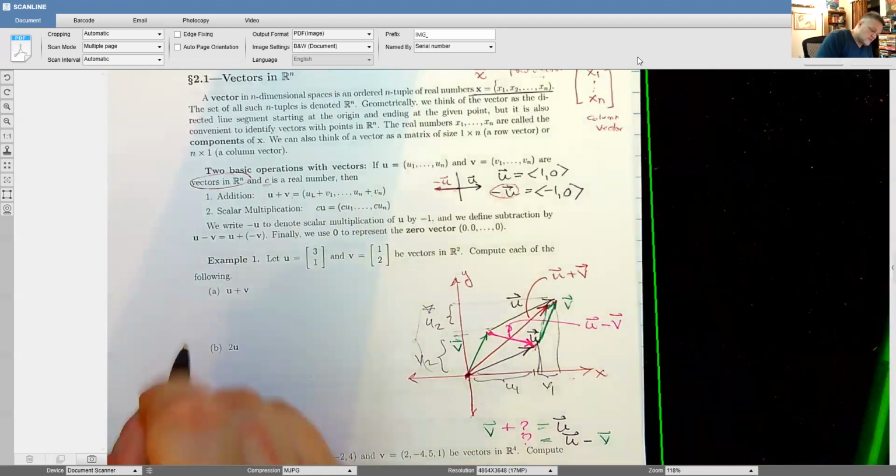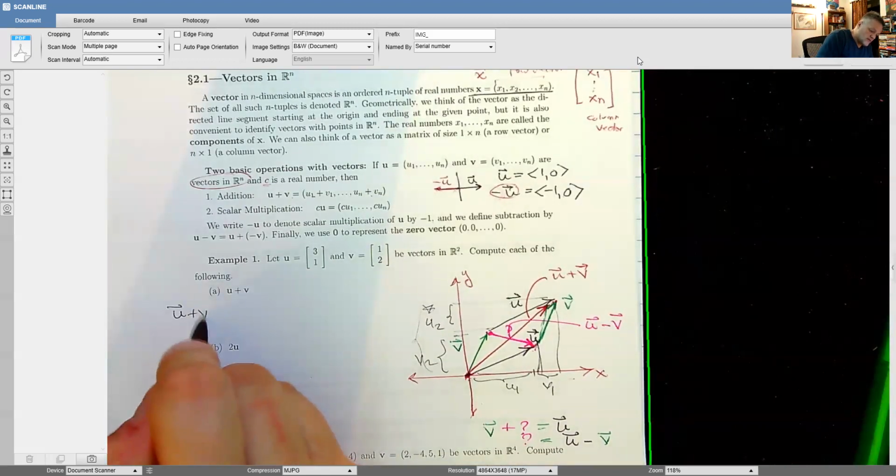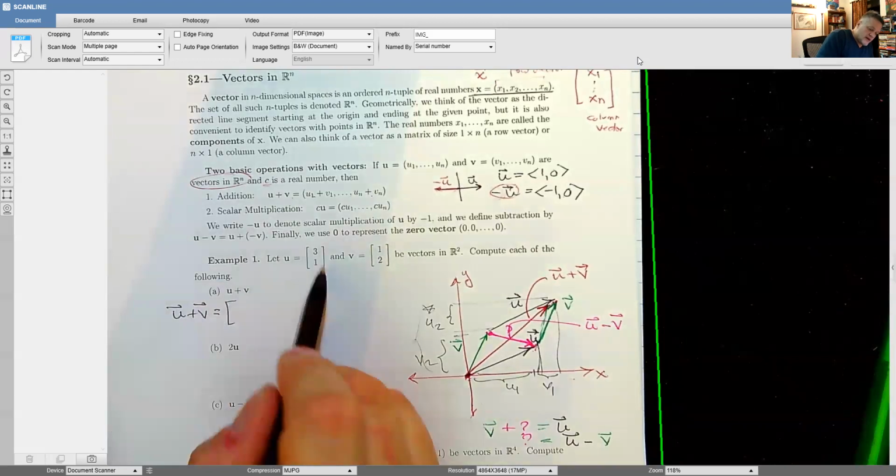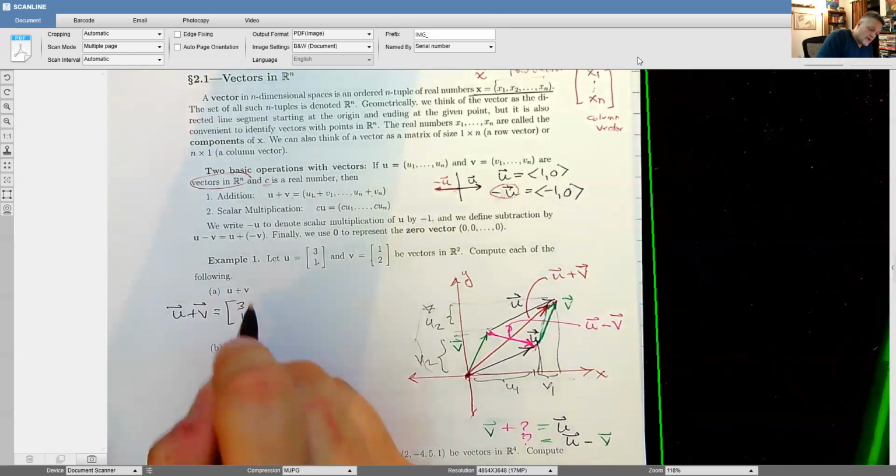Let's actually compute, just so we know how to use the formulas. So u plus v, notice we have two vectors in R2, so we can add them.